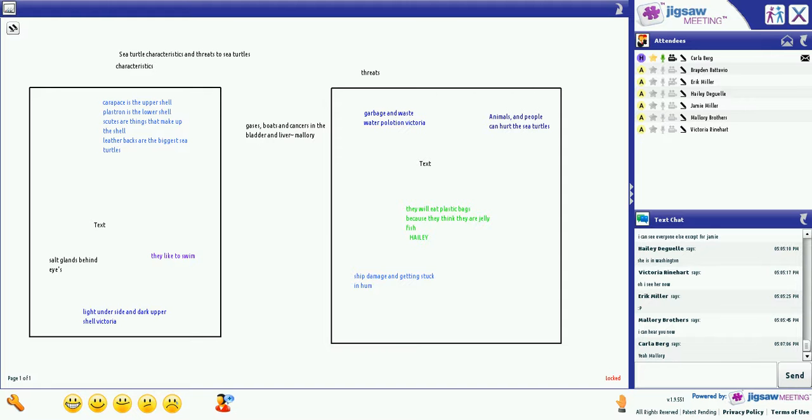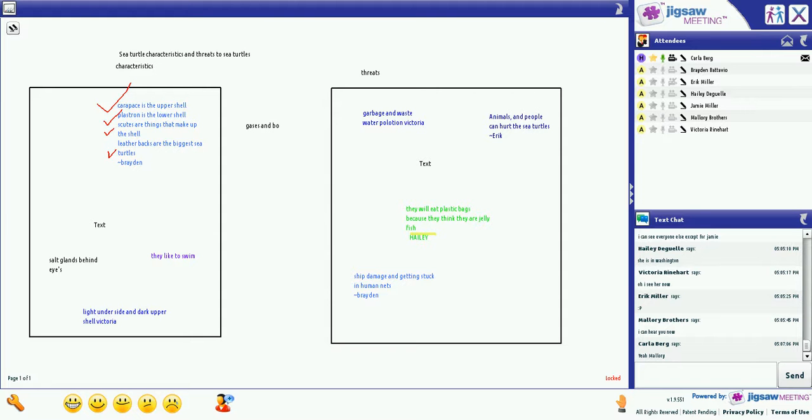Okay, so let's go ahead and take a look at what we have up here. So far, under the characteristics of sea turtles, we have a carapace is the upper shell. Very good. The plastron is the lower shell. Perfect. Oh, don't delete them. Don't delete them. You have scutes are things that make up the shell.